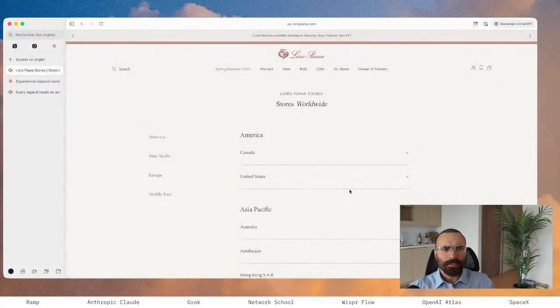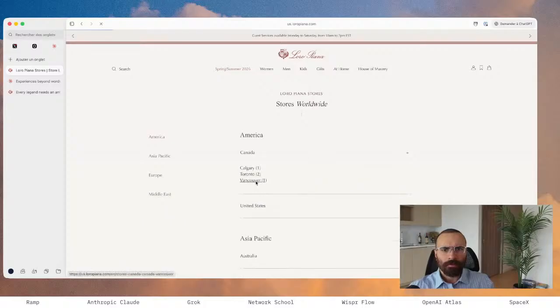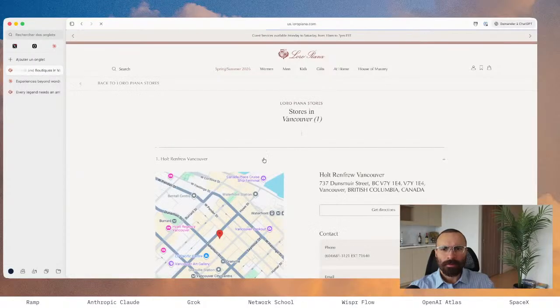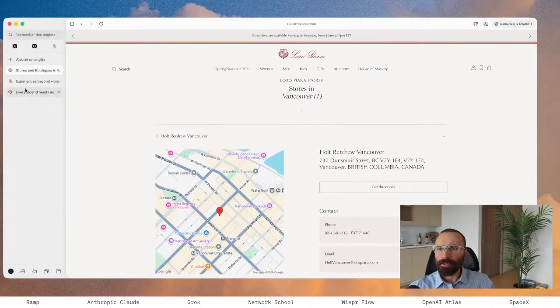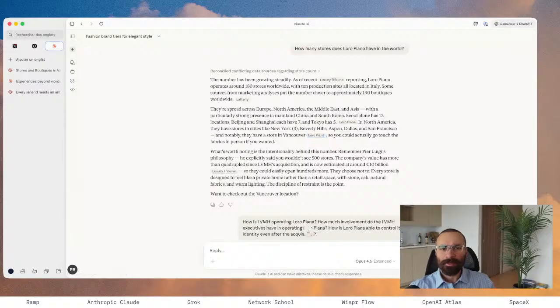We'll quickly see the Canada store. Where is the Canada store? Holt Renfrew, Vancouver. It is not the best store in the world. They're talking about stone, oak, and all of that stuff. That's not happening in Vancouver.